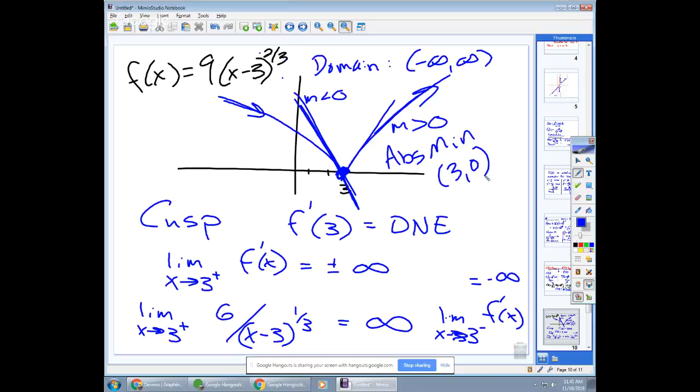Okay. Next, let's take a look at some other limits at infinity, which is the next section.